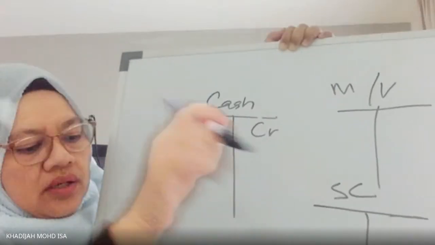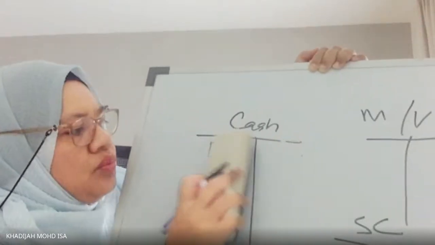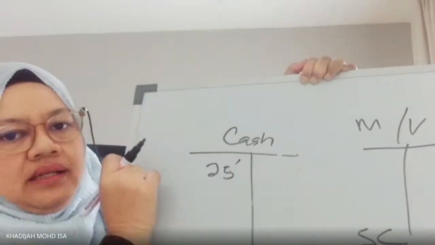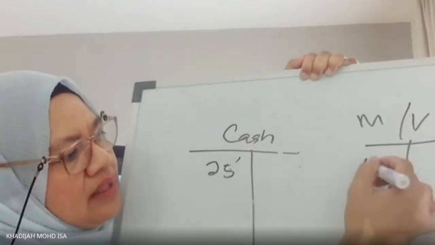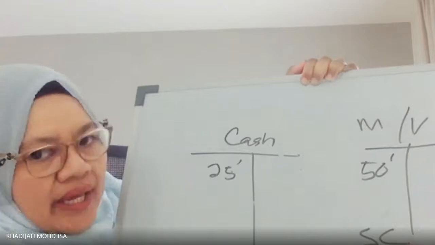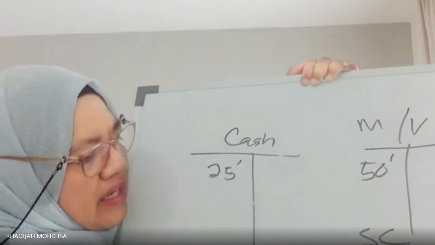What happened is that just now we said that you debit your cash of 25,000, isn't it? And then you debit your motor vehicle 50,000, and you credit share capital. What you can do is write cash of 25. 75. Sorry?